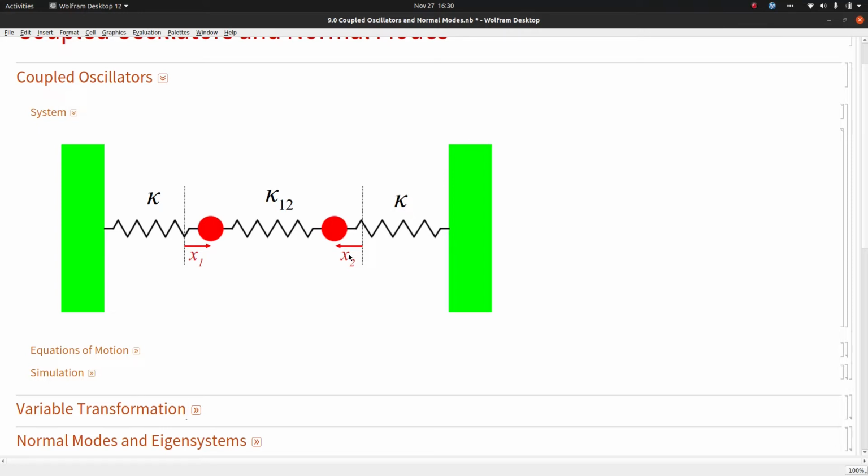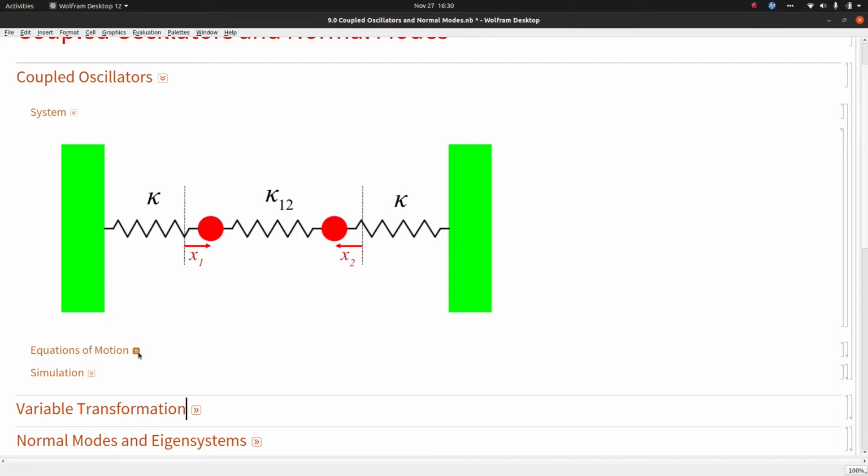But our system is different than anything we've seen before because the two masses are coupled to each other. So not only is mass 1 attached to this green wall with a spring, it is also attached to mass 2 with a spring. And this spring couples the motion together so that energy can transfer from mass 1 to mass 2 because it can pass through this spring.